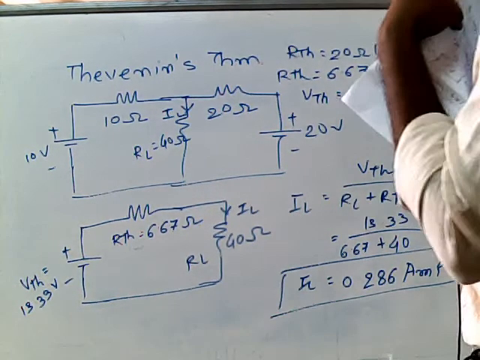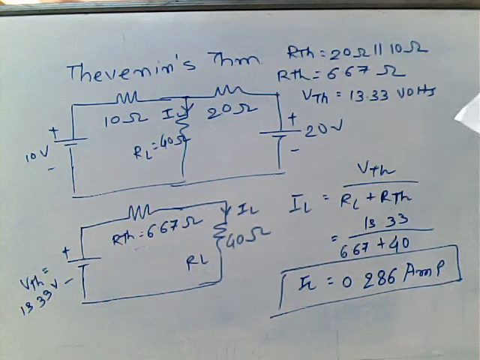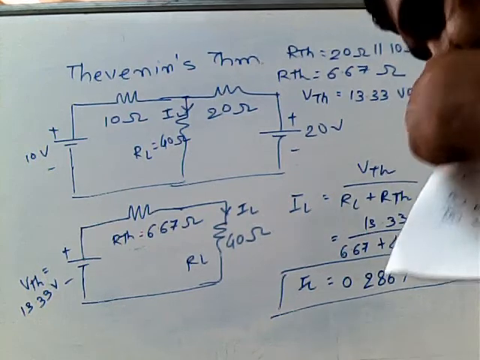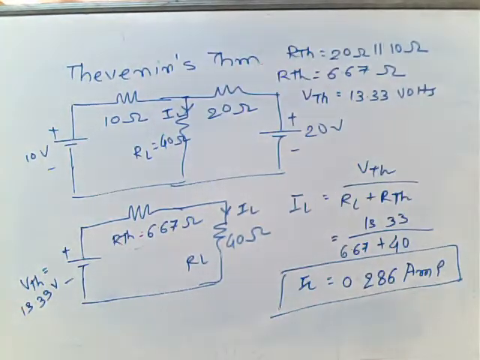So this is how we can simplify any complex circuit using Thevenin's theorem, and find the voltage or current through any resistance that we want. Okay, so thank you.